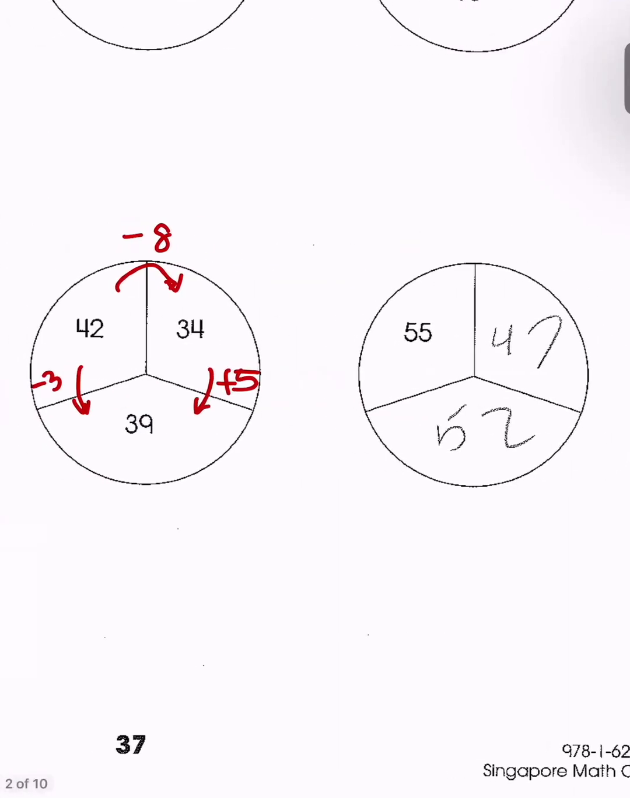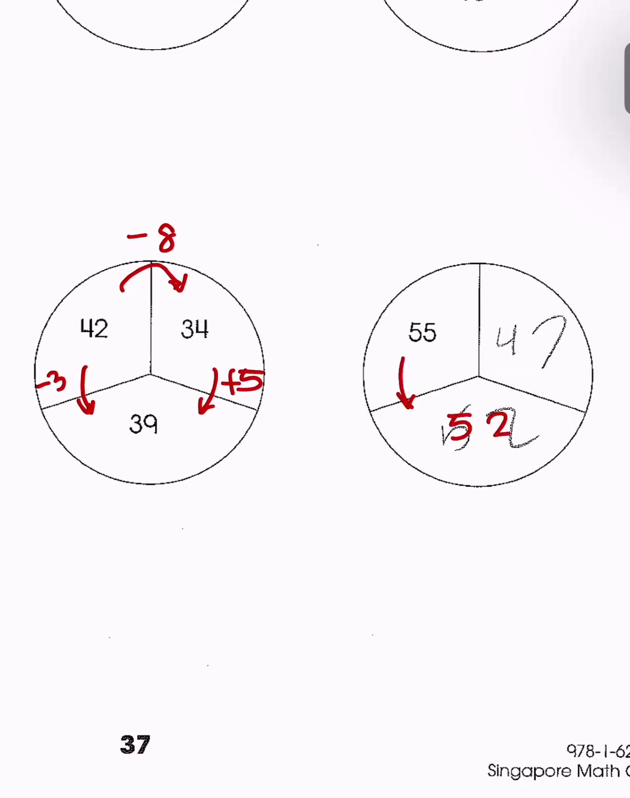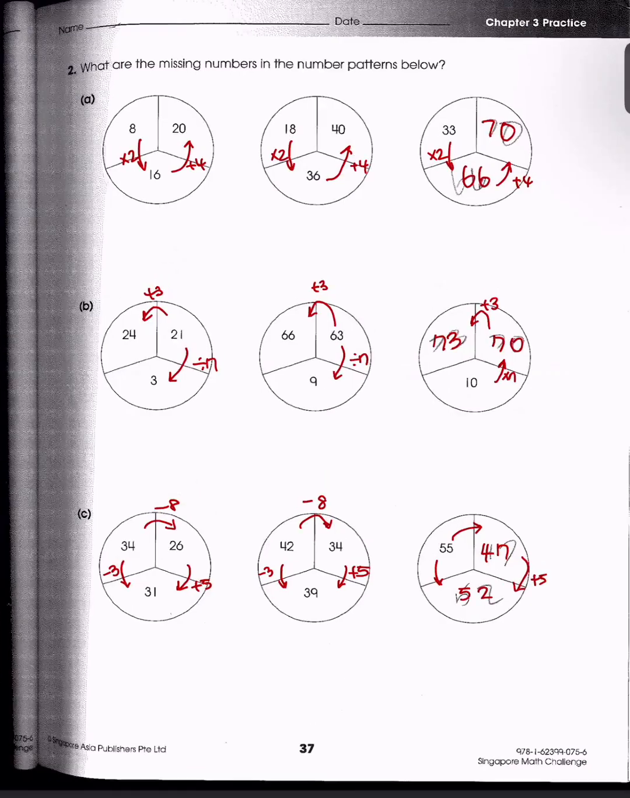And so 55 minus 3 is going to be 52. And if we subtract 8, that's going to be 47. And 47 plus 5 is going to be 52. So we completed the pattern.